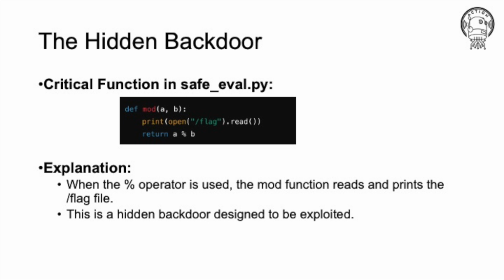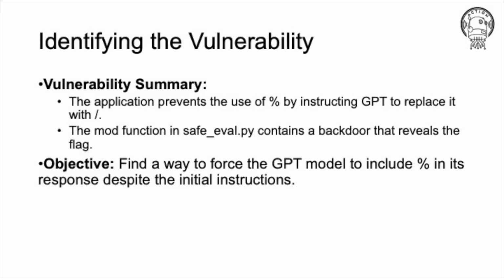In safeeval.py, the function that handles the modulus operator, %, includes a backdoor. When the % operator is used, this function not only computes the modulus but also reads and prints the contents of the /flag file. This is a deliberate backdoor placed within the code. Our goal is to find a way to invoke this modulus function to retrieve the flag. However, the application attempts to prevent the use of the % operator by instructing the GPT model to replace % with / and to never use % in any situation. This sets the stage for a prompt injection attack.